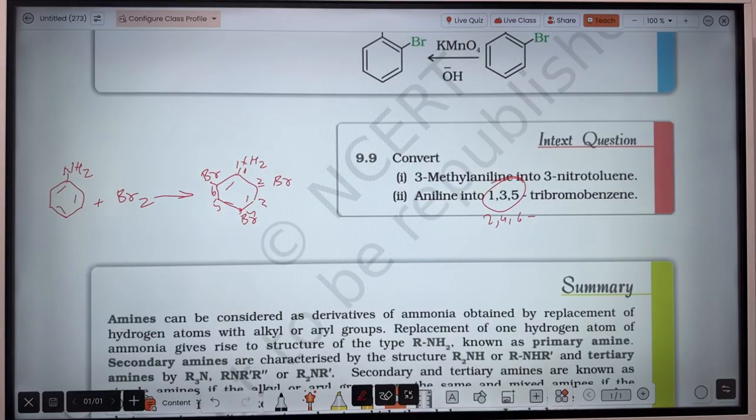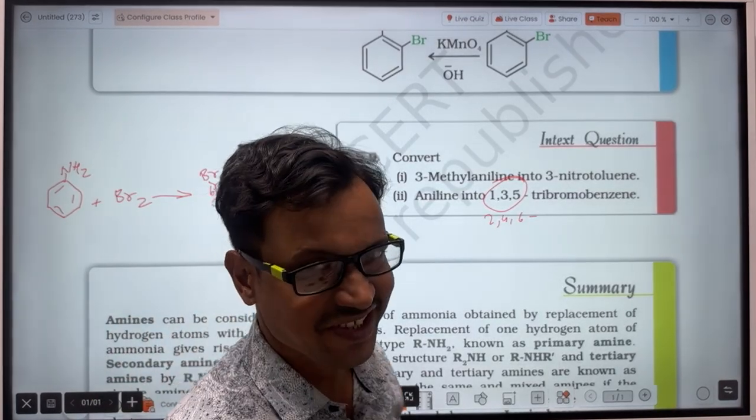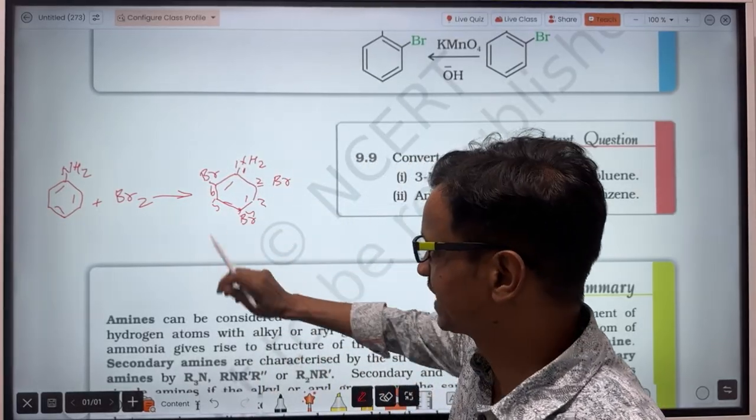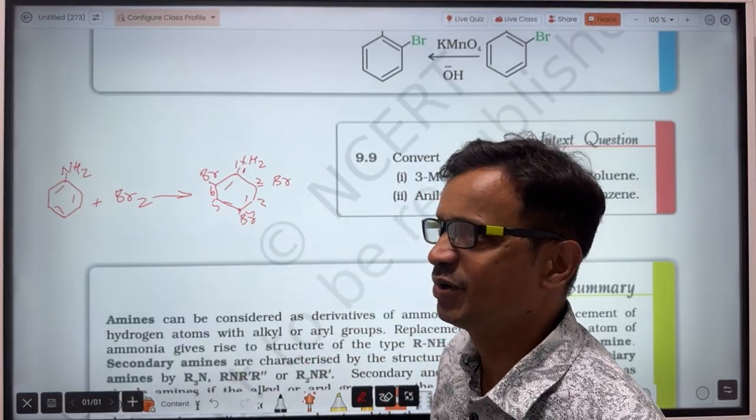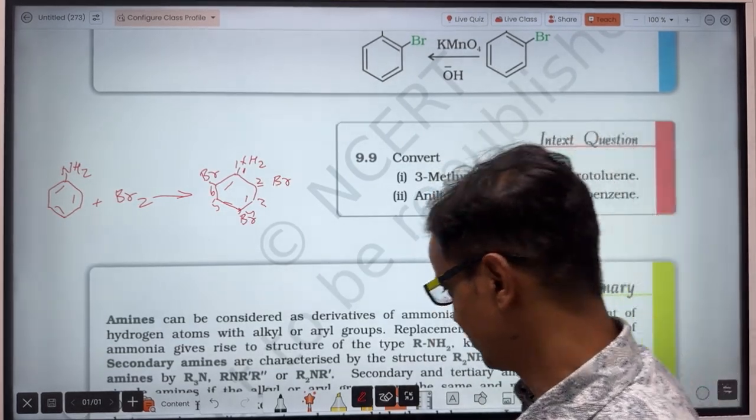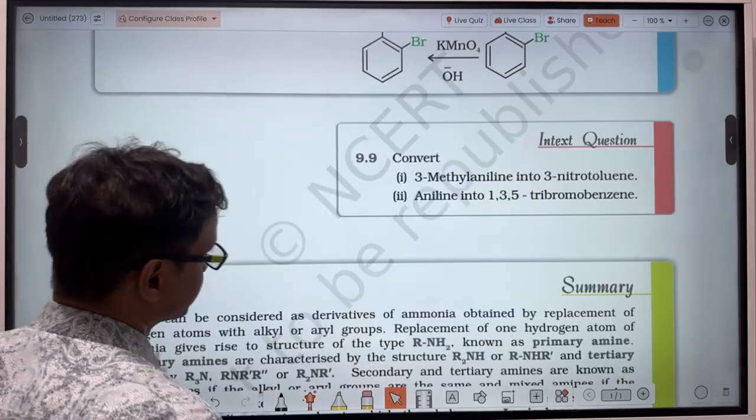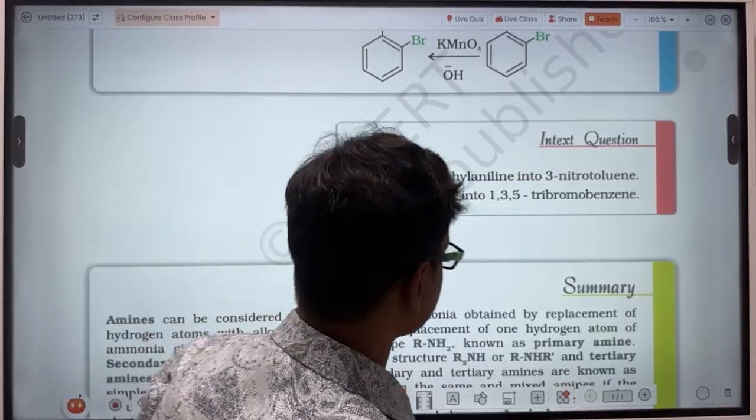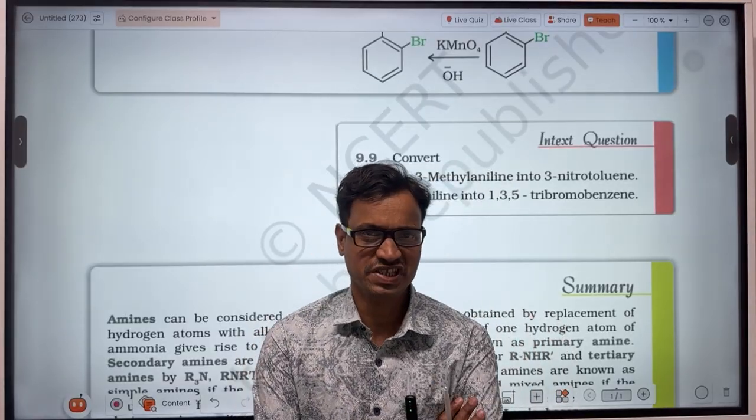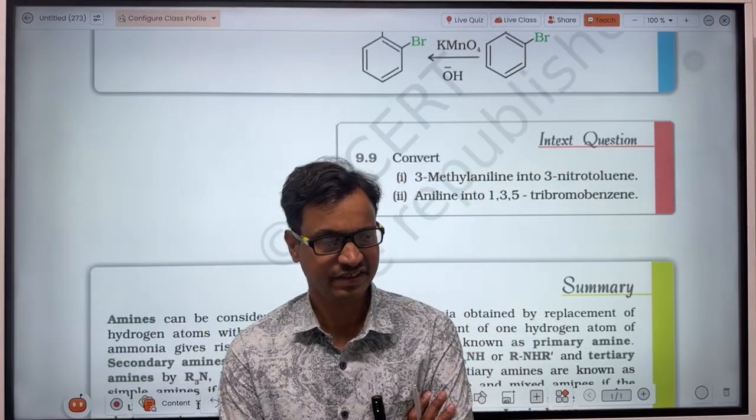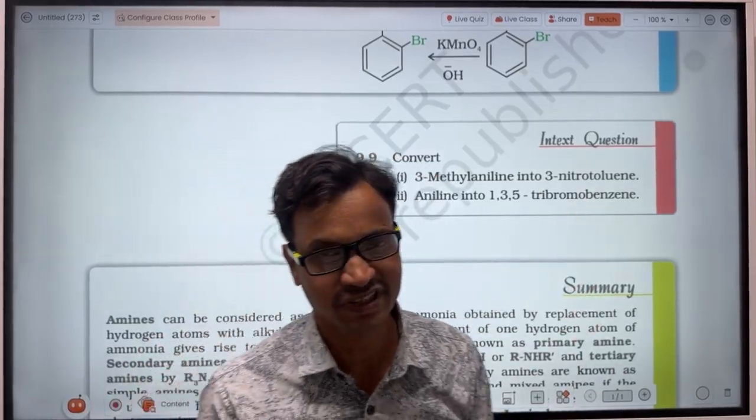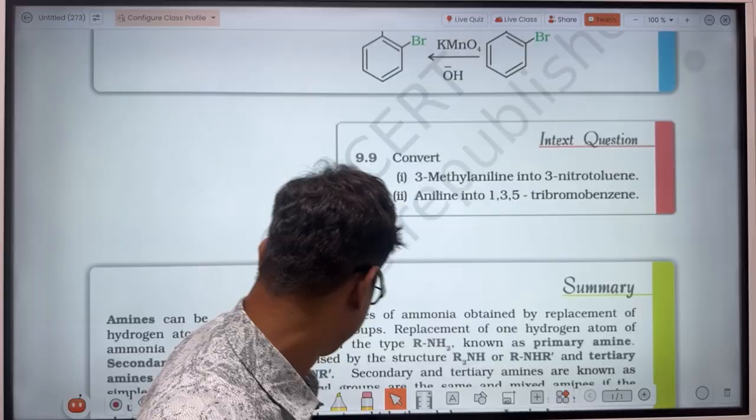Tribromobenzene. Oh, guys, no. Let's see. This one is quite different. By this method, we can prepare 2,4,6-tribromoaniline, but not 1,3,5-tribromobenzene. So let's see how to solve. This one is the method, the reactions which I did for the preparation of 2,4,6-tribromoaniline. But here, no aniline; tribromobenzene here, 1,3,5-tribromobenzene. So let's see here.